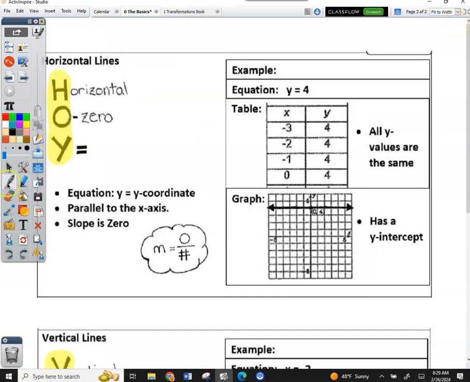So, what does Hoy stand for? It stands for horizontal lines have a zero slope, meaning M is 0. If you recall, M stands for slope. And the equation of the line is y equals the y-intercept. Do you remember what y-intercept means? It's kind of like the definition's in the name. Y-intercept.